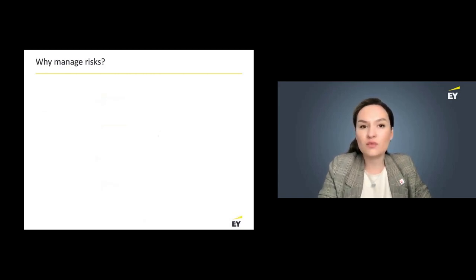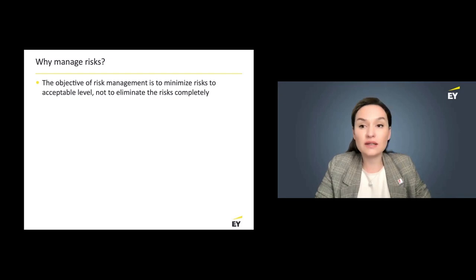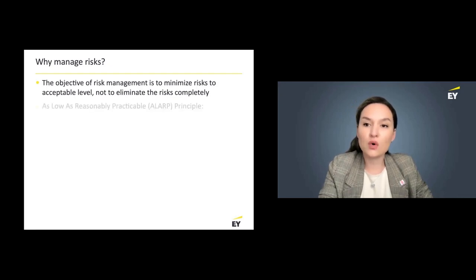Why do companies need to manage risk? Well, first of all, we need to consider that the objective of risk management is not to eliminate the risks completely. Because when you eliminate the risk, you eliminate the opportunities as well. If you eliminate the risk, you have a guarantee of something happening the way you want it to happen. And this prevents the company from growing, from developing, from expanding. So the objective of risk management is to minimize the risks to an appropriately low level.